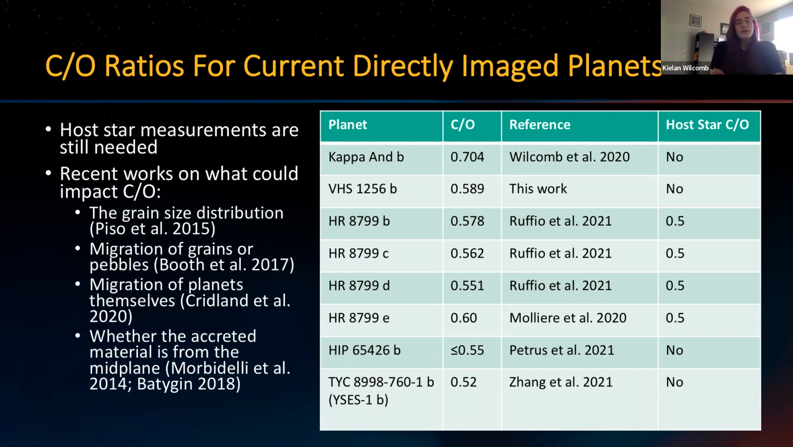Recent works have pondered what could impact this ratio, such as grain size distribution, migration of grains or pebbles, migration of the planets themselves, and whether the accreted material is from the midplane.